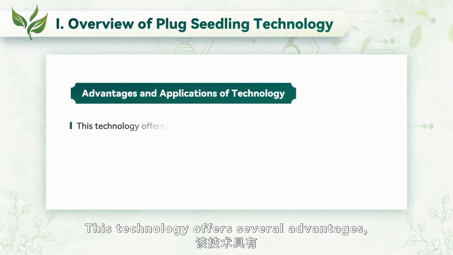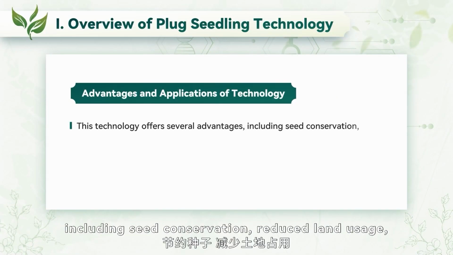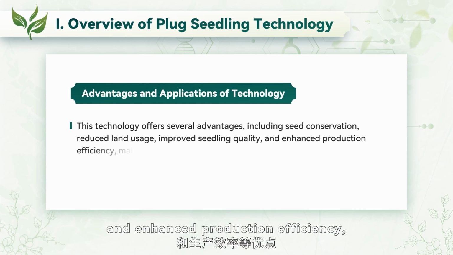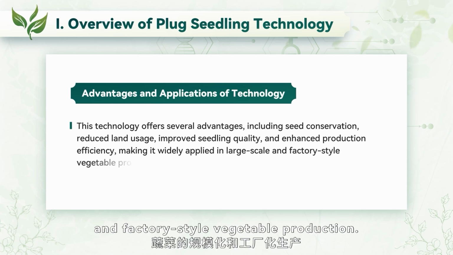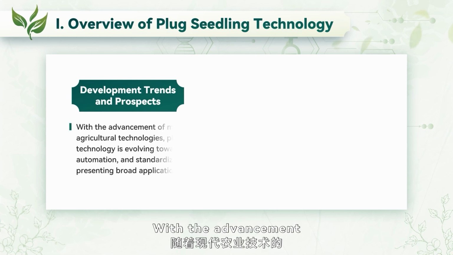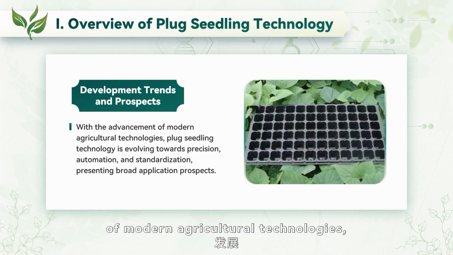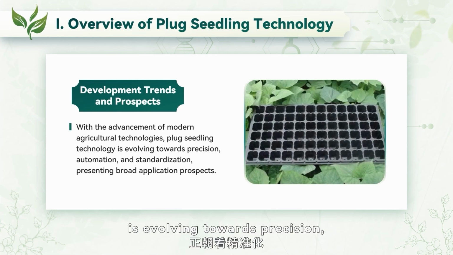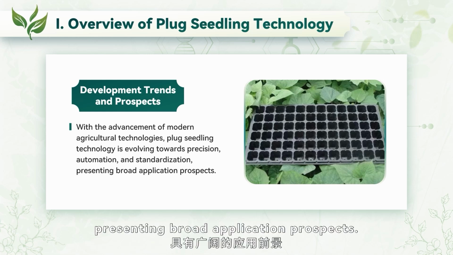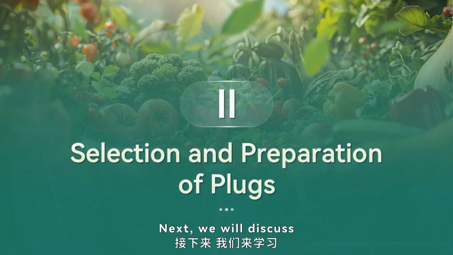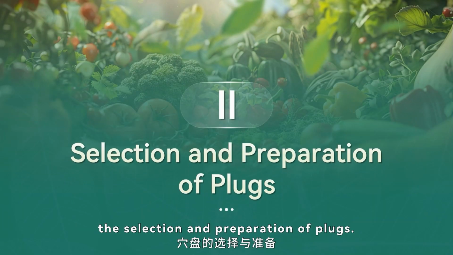This technology offers several advantages, including seed conservation, reduced land usage, improved seedling quality, and enhanced production efficiency, making it widely applied in large-scale and factory-style vegetable production. With the advancement of modern agricultural technologies, plant seedling technology is evolving towards precision, automation, and standardization, presenting broad application prospects. Next, we will discuss the selection and preparation of plants.